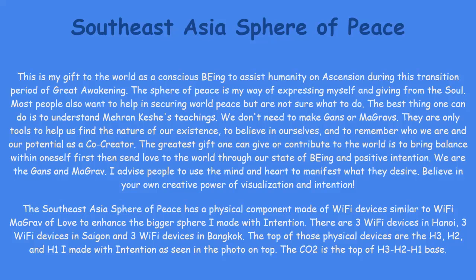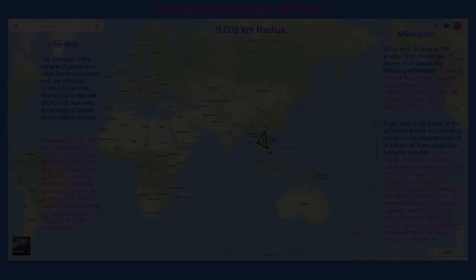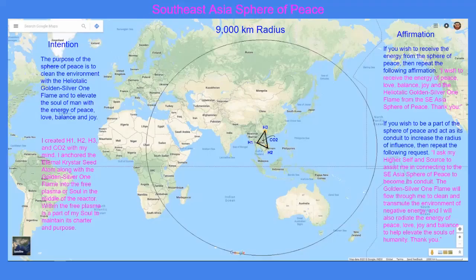There are 3 Wi-Fi devices in Hanoi, 3 Wi-Fi devices in Saigon, and 3 Wi-Fi devices in Bangkok. The top of these physical devices are the H3, H2, and H1 I made with intention, as seen in the photo on top. The CO2 is the top of the H3, H2, H1 base. Here, as you can see from the photo, the H3, H2, H1 bases I create through intention, and the CO2 is the top of that. And below the H3 are the bases, which are the physical McGrath of GANs that I use.